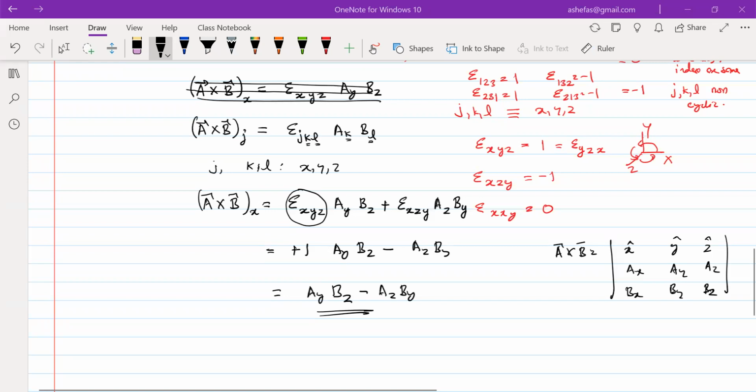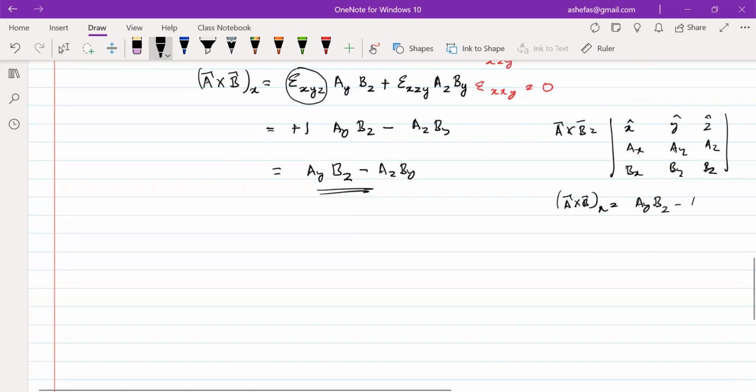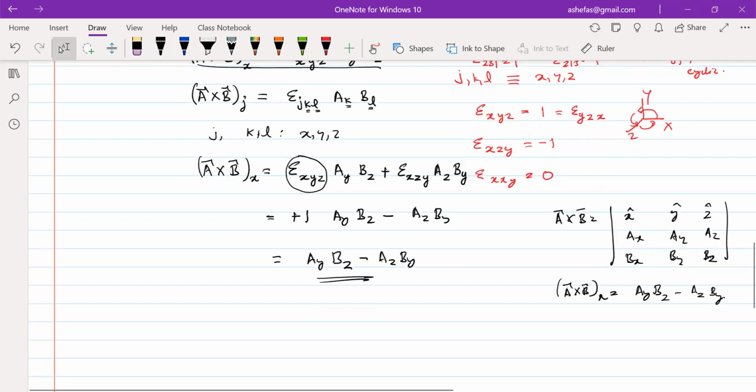Okay, so you might be convinced that the x component of A cross B is simply AYBZ minus AZBY. So we are getting the same thing here. That means we can represent any component of the cross product by using the Levi-Civita symbol.